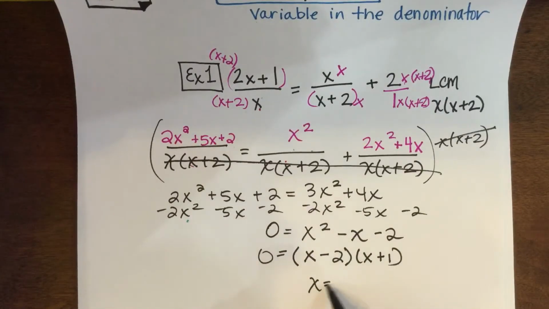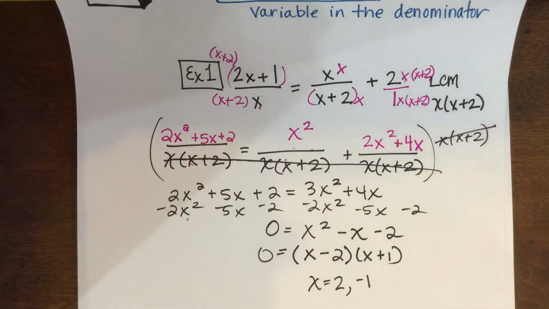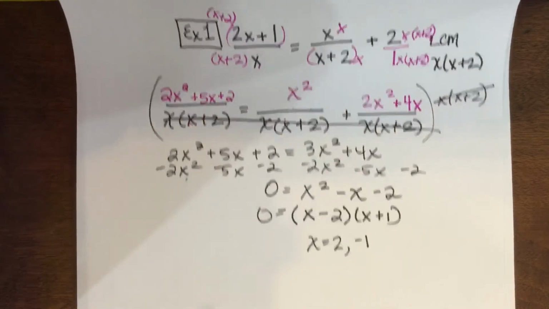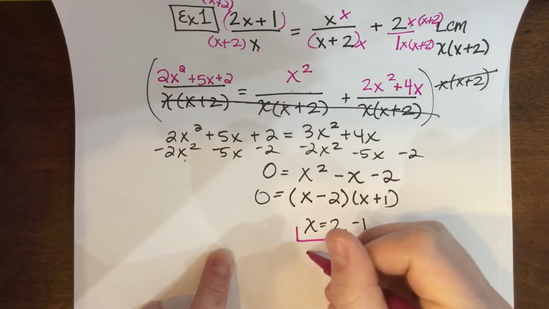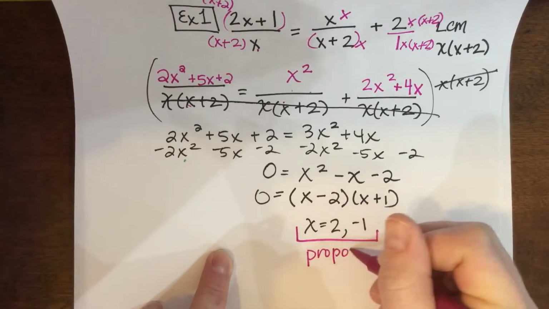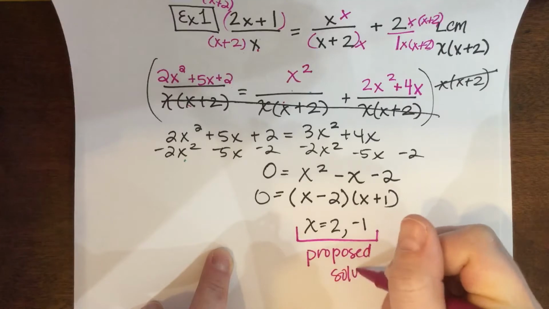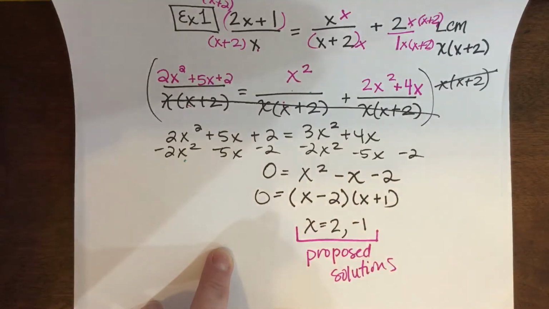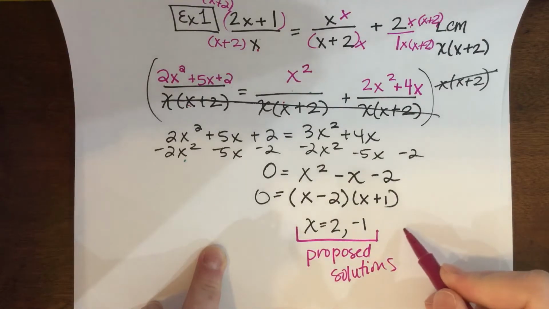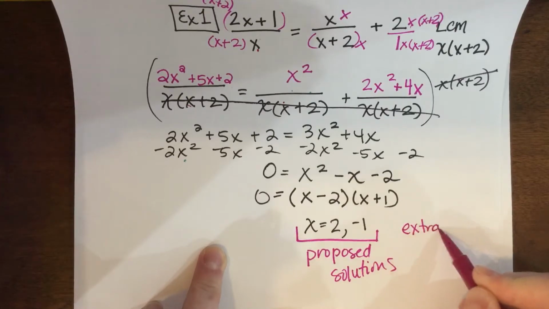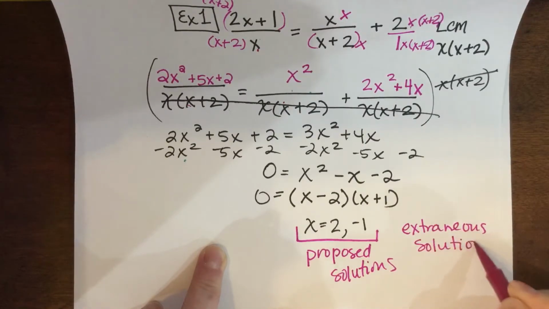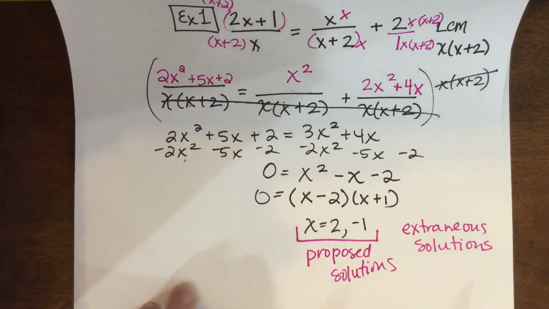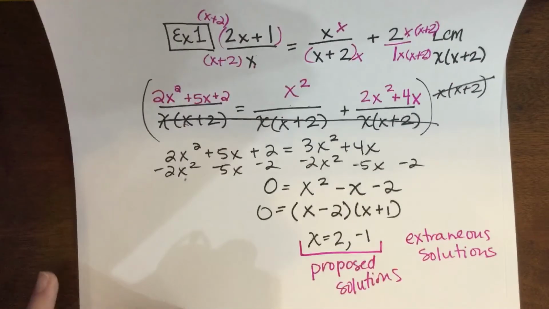So I have this. But what I'm going to tell you guys is that these are what we would call your proposed solutions. That's because rational equations also have extraneous solutions. I believe that they're a little easier to check for than the others.